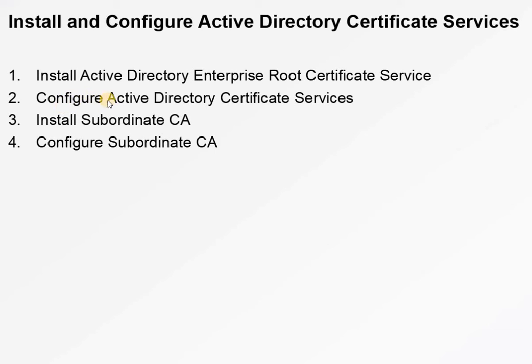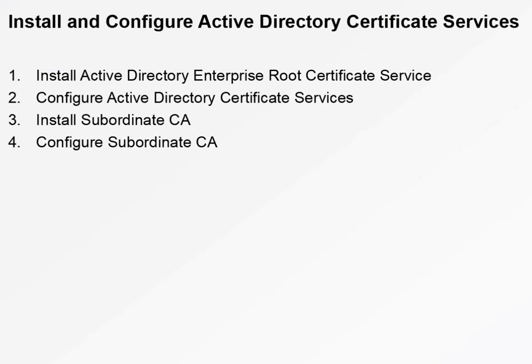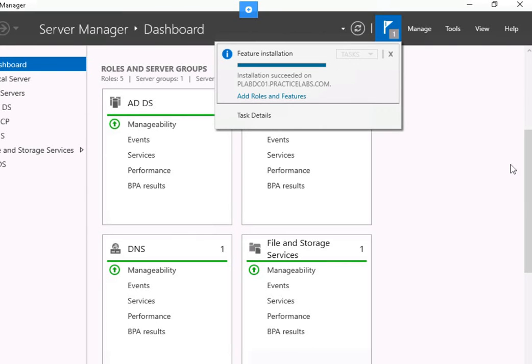We are now going to see how to configure Active Directory Certificate Services. After the installation of Active Directory Certificate Services and Online Responder on the domain controller, you must set up these services with the appropriate settings. This will enable the service to perform its intended role.